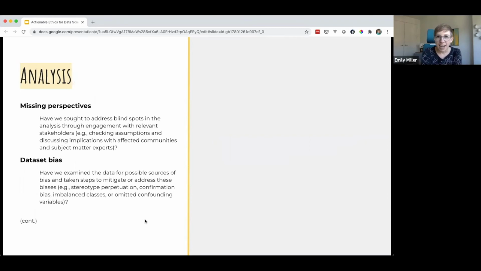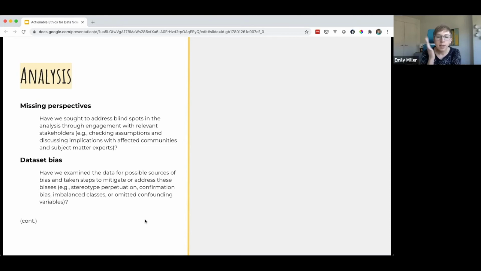So now we're on to the analysis bucket. This is probably my favorite section because there's just a lot of really good things in here. And so we're going to start with missing perspectives. Missing perspectives asks us, have we sought to address blind spots in the analysis through engagement with relevant stakeholders? For example, checking assumptions and discussing implications with affected communities and subject matter experts.